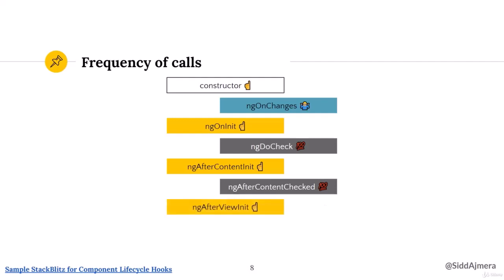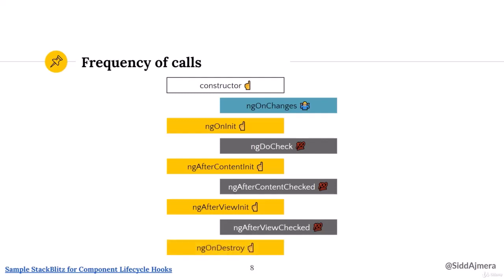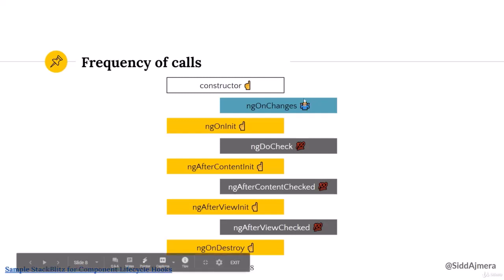Next up, we have ngAfterViewInit, which gets called only once when the view of a component has initialized. Then we have ngAfterViewChecked, that also gets called every time Angular runs change detection. And then finally, we have ngOnDestroy. Now the methods that get called only once have this specific emoji right beside them, while the methods that get called quite frequently have this 100 emoji right beside their name.